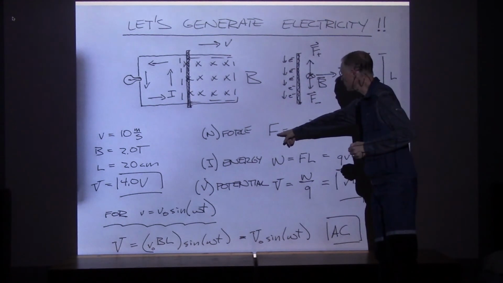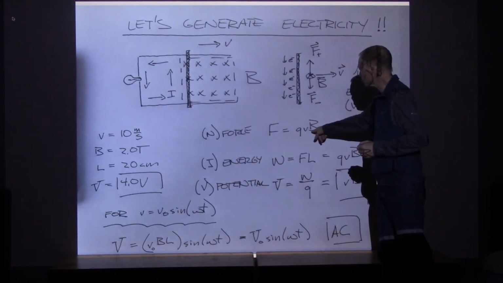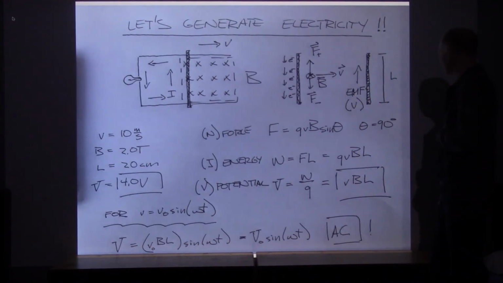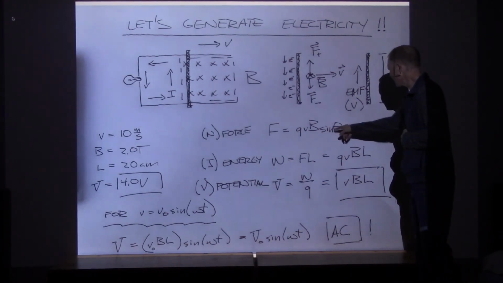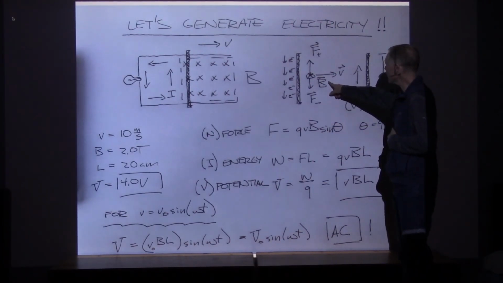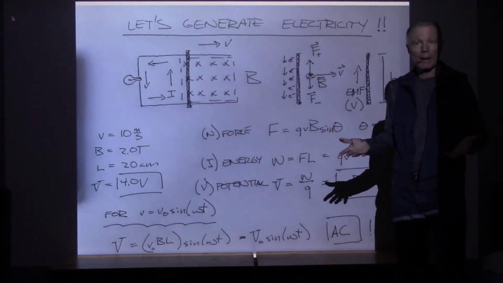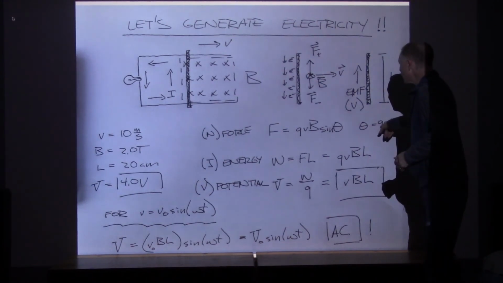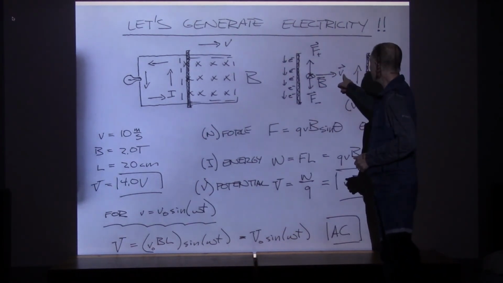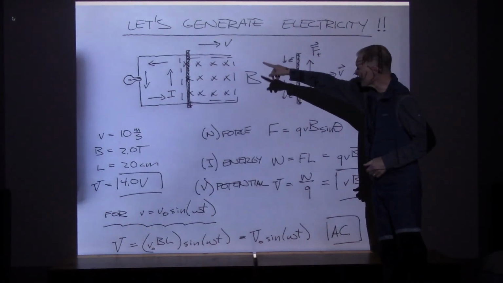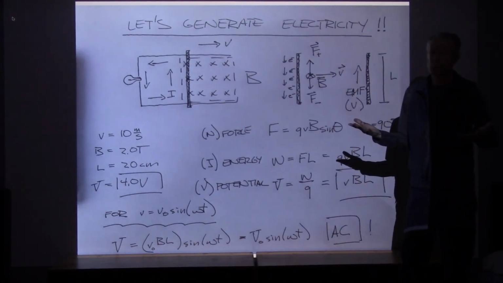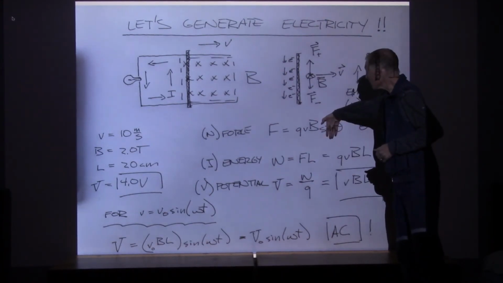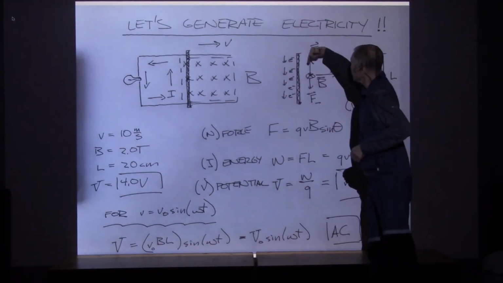And the force that is being exerted on those electrons in a magnetic field is given by Q times V times B. Now there's a sine theta factor in there, but from my cross product diagram, I can see that the angle between the velocity and the magnetic field in this setup, that's at 90 degrees. And so I'll drop the sine theta and just say, hey, there's a force of QVB.